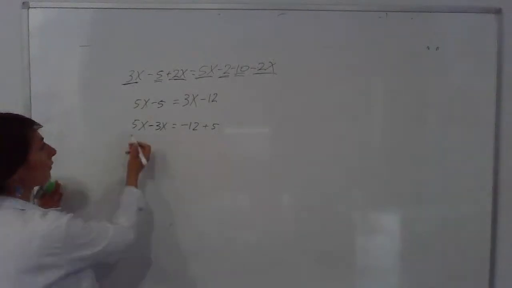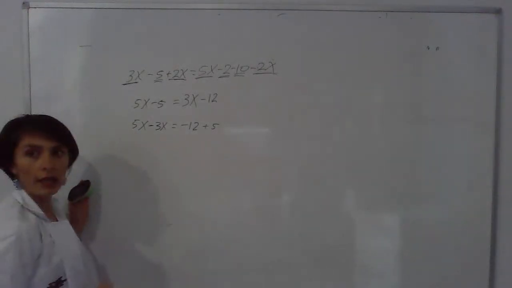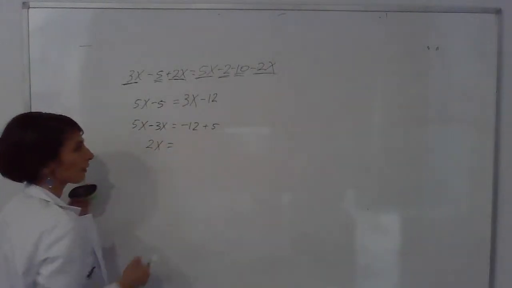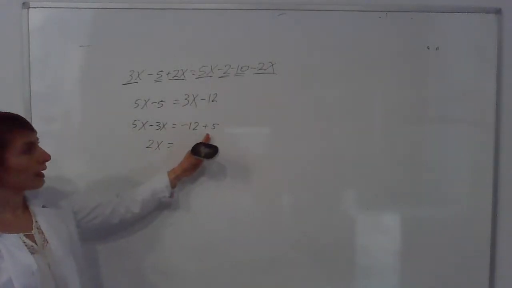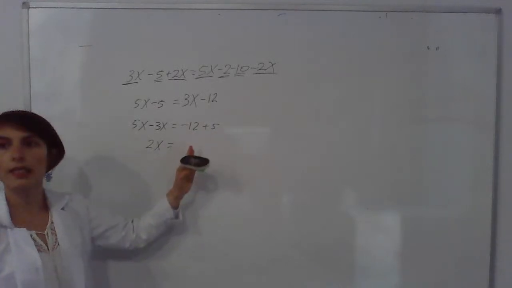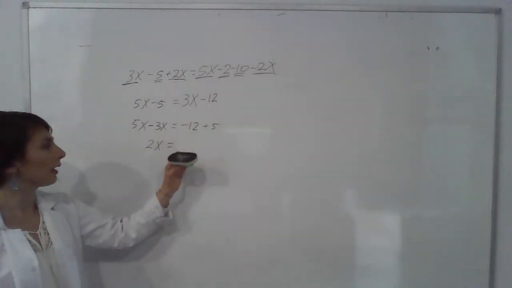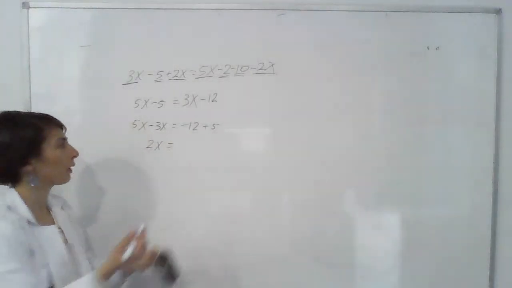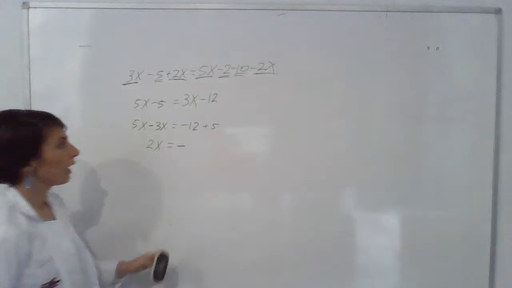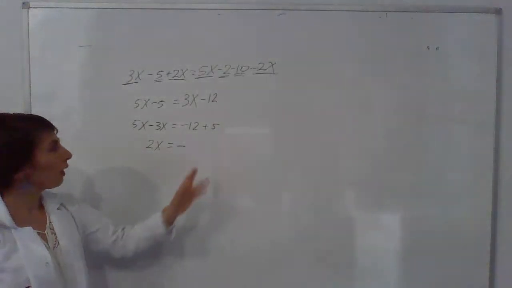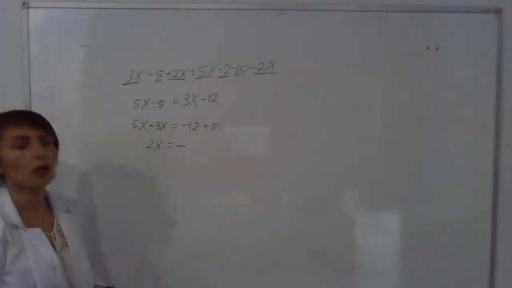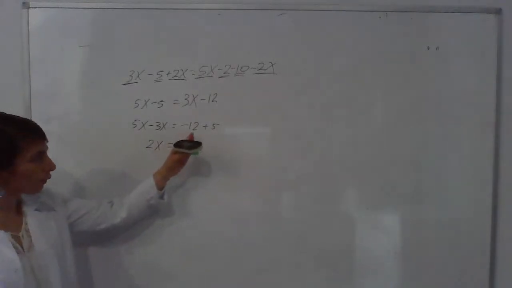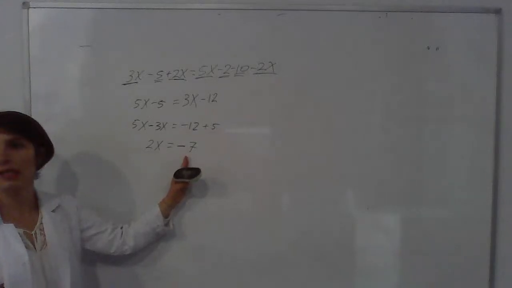So in this case, 5x minus 3x equals 2x. So 2x equals minus 12 plus 5. The greatest number is number 12. So it means that the result will have the sign of the biggest number, the greatest number. So it's going to be negative. And I can make the difference now. 12 minus 5 equals 7. So it's minus 7. So minus 12 plus 5 equals minus 7.